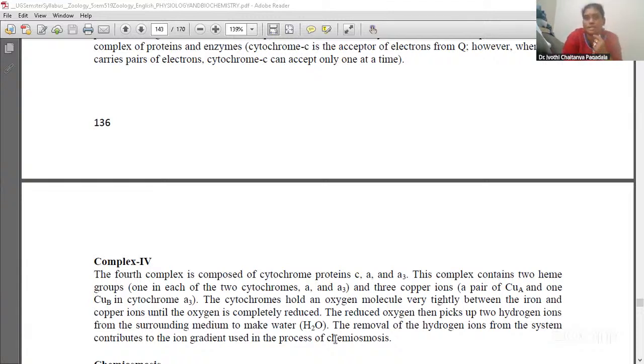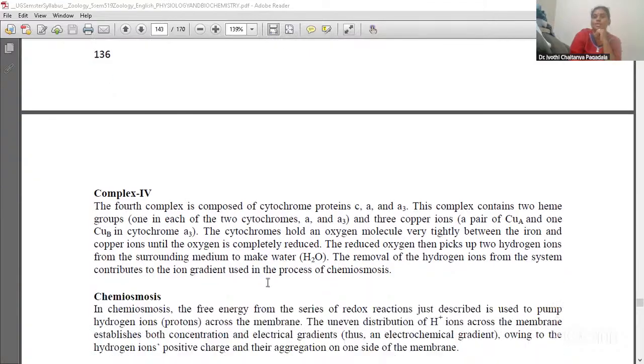Once the oxygen is completely reduced, the cytochrome holds the oxygen molecule very tightly. The reduced oxygen then picks up two hydrogen ions from the surrounding medium to form a water molecule. The removal of the hydrogen ions from the system contributes to the ion gradient used in the process of chemoosmosis.